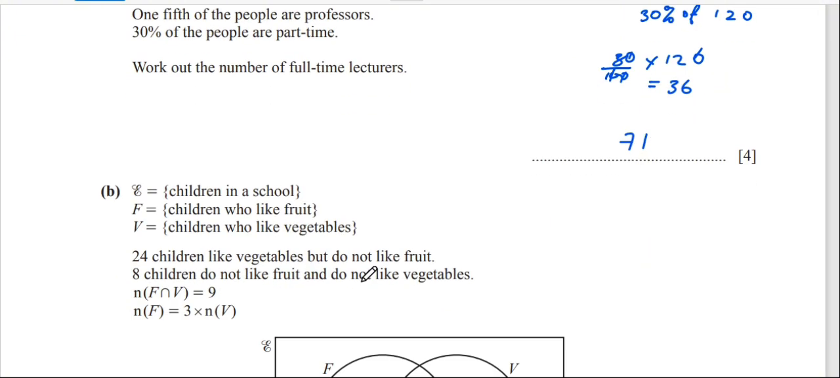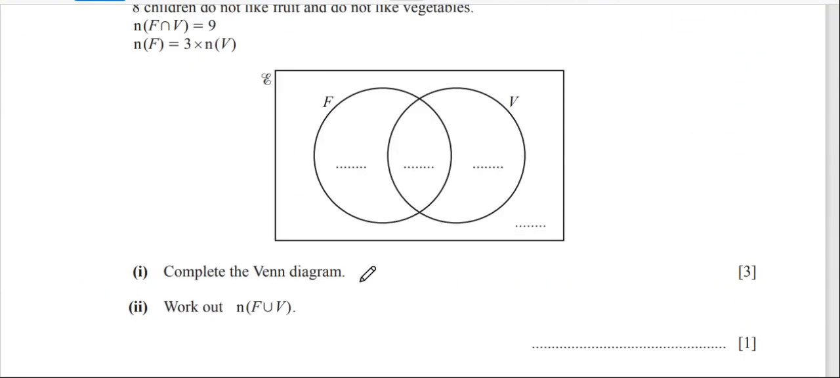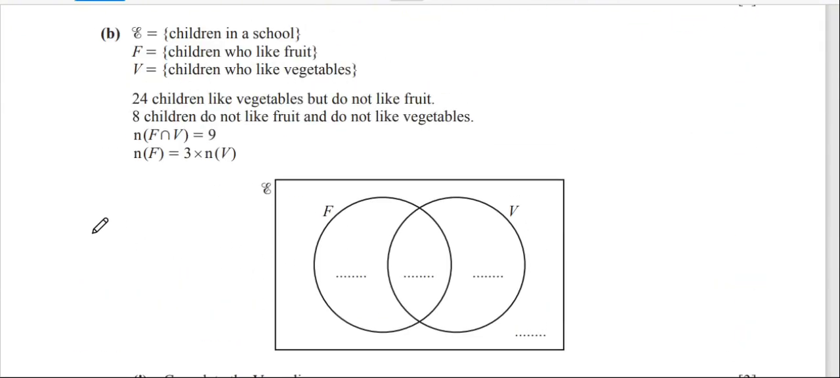All right. So they say that this is a set of school children. So you can see our universal set, children in a school. F is the number who like fruits. Okay, this is the people that like fruits. V is the people that like vegetables. Of course, there are some people that like both fruit and vegetable. So they say that the number who like fruit and vegetable is 9. So we can fill it up here, 9. And they say that 24 children like vegetable but do not like fruits. Okay, so that's 24 here.